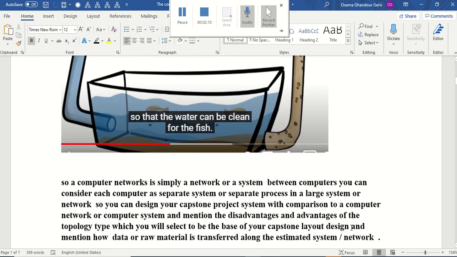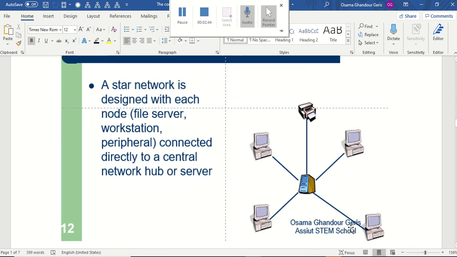So, a computer network is simply a network or a system between computers. You can consider each computer as a separate system or a separate process in a large system or network. So you can design your Capstone project, which is a system, by comparison to a computer network, and mention the disadvantages and advantages of the topology type which you will select to be the base of your Capstone layout design, and mention how data or raw materials are transferred along the estimated system or network.